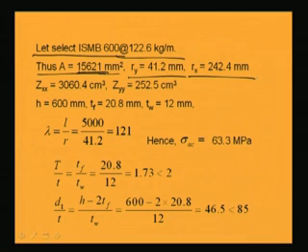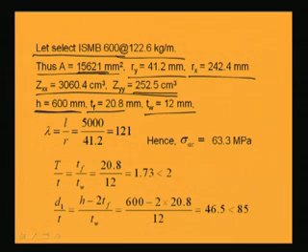From the table of SP6 handbook, where you will get all the details, ZXX is 3060.4 centimeter cube, ZYY is 252.5 centimeter cube, and other parameters are also given. All the required parameters are given in the table. Overall depth H is 600 millimeter, thickness of flange is 20.8 millimeter, and thickness of web is 12 millimeter. Now I can find out lambda. Lambda is the slenderness ratio L by R, which will become 5000 by 41.2, that is 121.